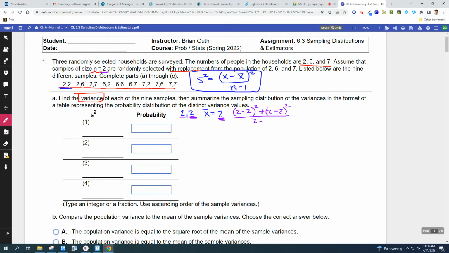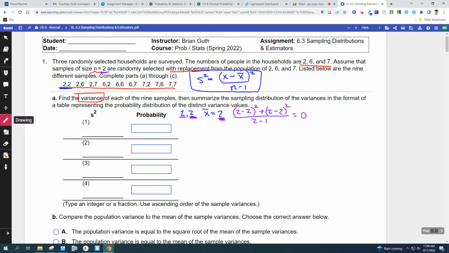So 2 minus 1. Now, it shouldn't take you too long to figure out that that's going to equal 0. 2 minus 2 is 0. You square it. And 0 plus 0 is 0. You get 0 over 1, which is 0. So this value right here is 0. All right, that variance for that first data point there, 2, 2, is 0. So we have to do that for each of those things now.